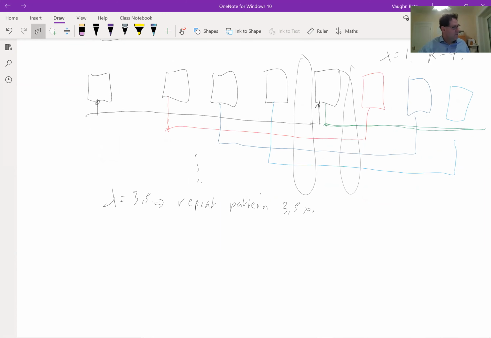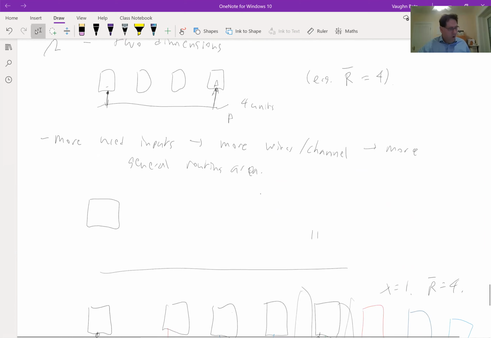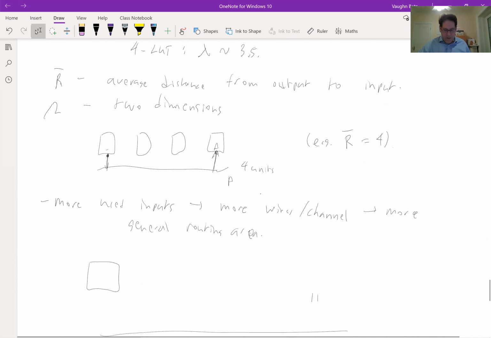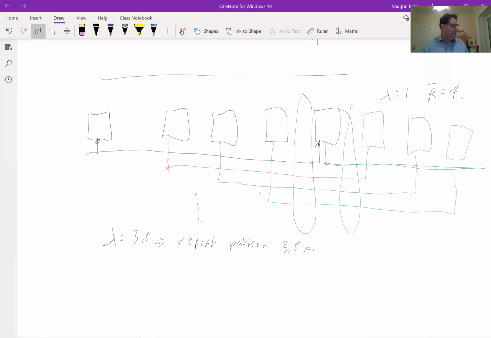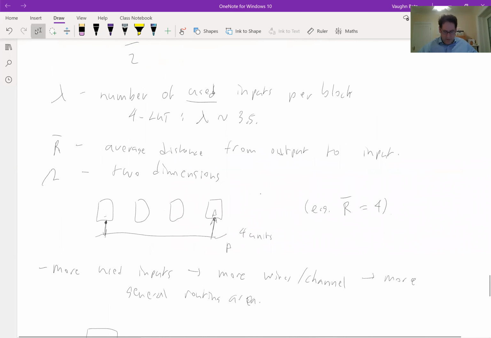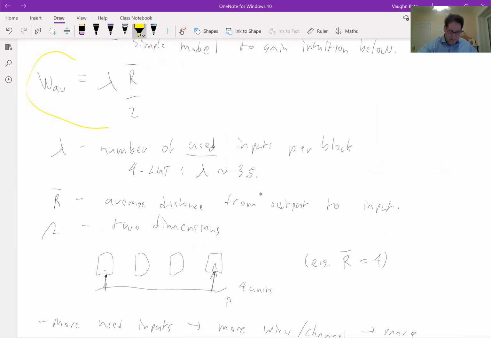So does this make sense? Hopefully the divide by 2 also now makes sense. I've done a one-dimensional FPGA, so all my connections are only going horizontally. Real FPGAs are 2-dimensional. So if half of my wiring is vertical and half of my wiring is horizontal, then I only need a vertical channel to support half the routing and a horizontal to support the other half of this distance. So I get to divide by 2. So that's where we get this equation. The average channel width is lambda R bar over 2.